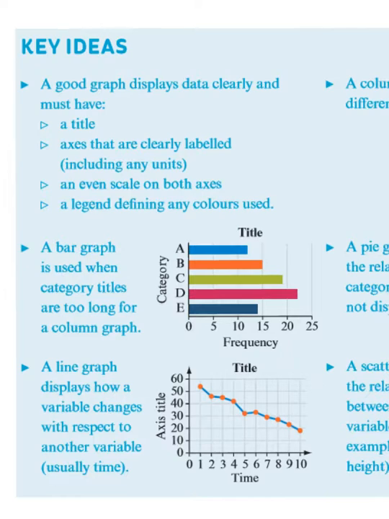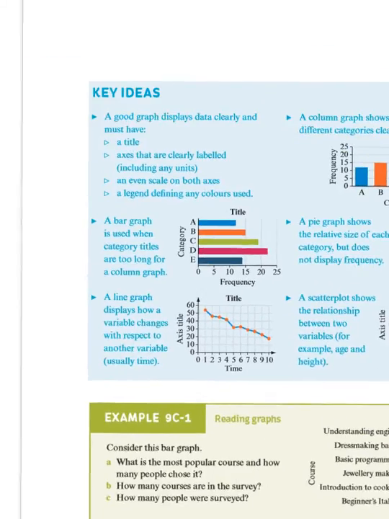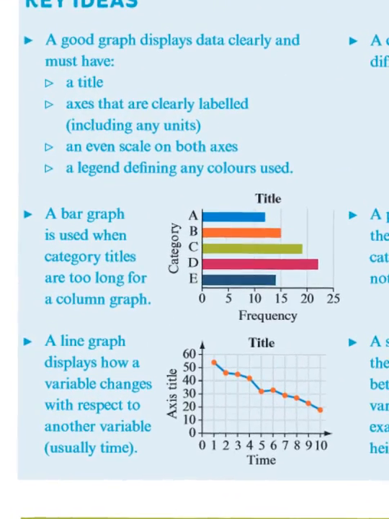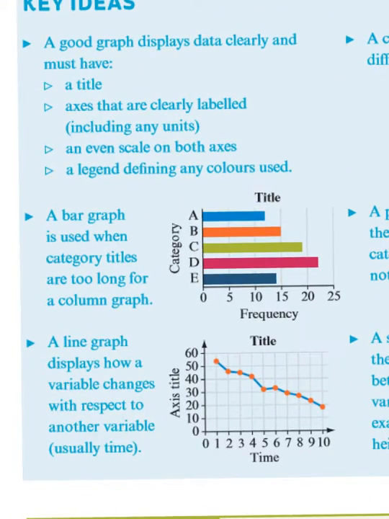If we look at the first one over here, okay, so a bar graph is used when category titles are too long for a column graph. So they use the bar graph when the titles are too long for the columns. There's not enough space to write them in, so they switch them and make them this way.